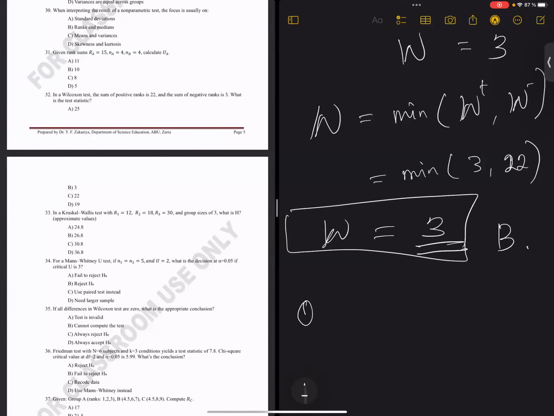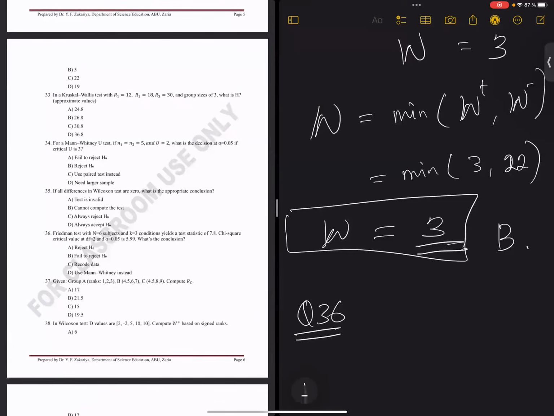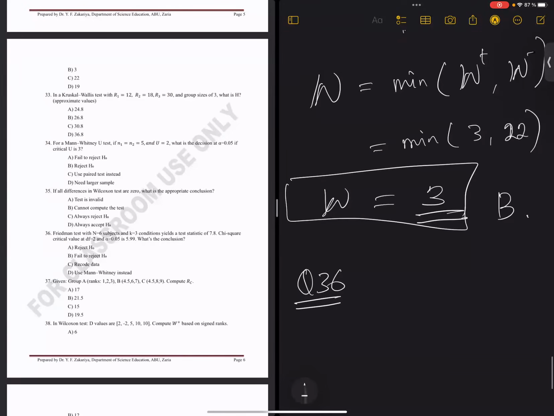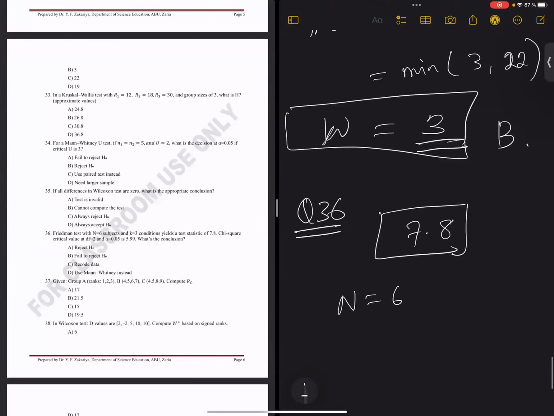And that is question number 36. Question 36 says, a Friedman test with n equals 6 subjects and k equals 3 conditions yields a test statistic of 7.8. For the Friedman test, we didn't do calculation on this. N, the number of subjects, is 6. But k, the number of groups, is what? It is 3.